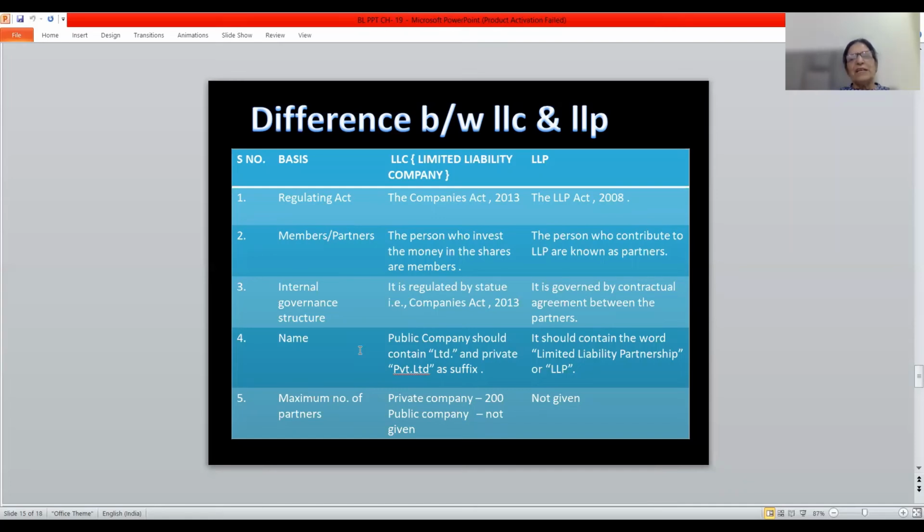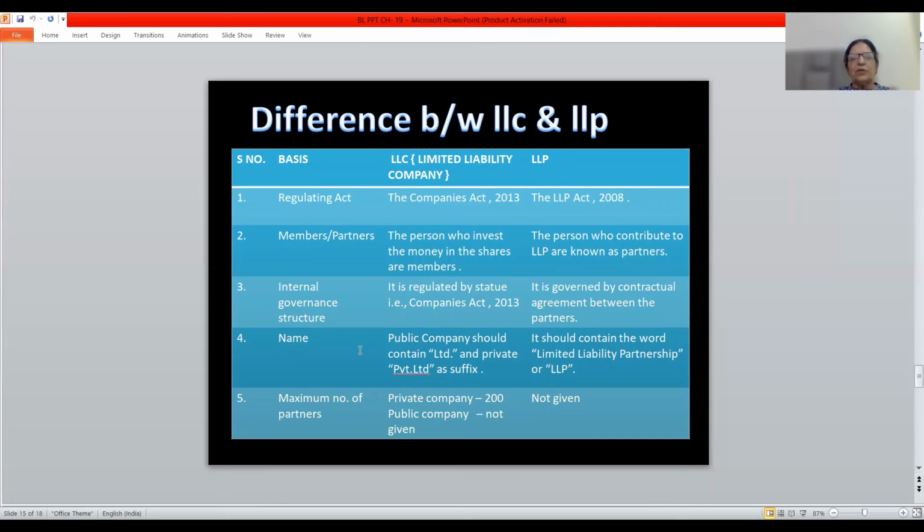What regulates companies? Companies Act 2013. What regulates LLP? It is the LLP Act 2008. Members and partners. We use the term members in case of a company. Members buy the shares. Members invest their monies. But we use the term partners in case of LLP. Internal governance structure. LLC is always regulated by Companies Act 2013. LLP is governed by contractual agreement between the partners.